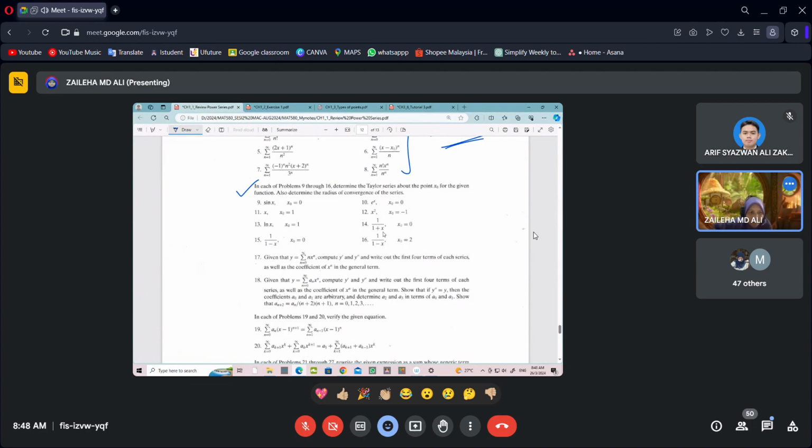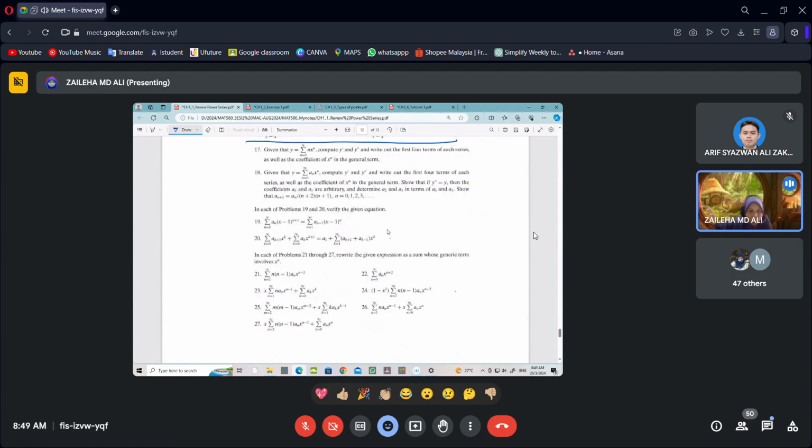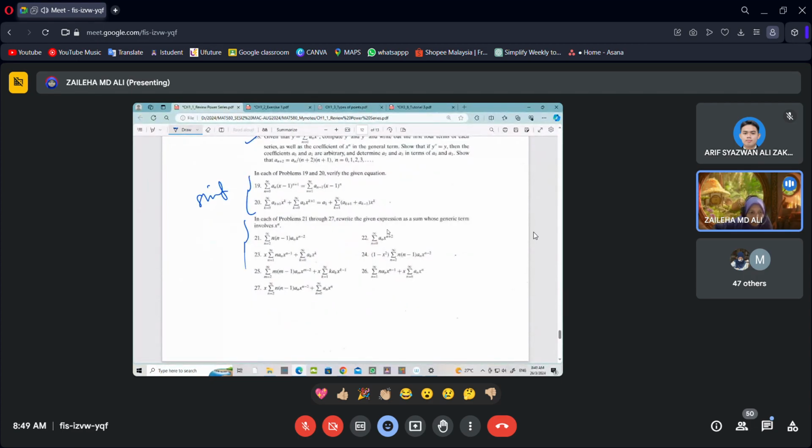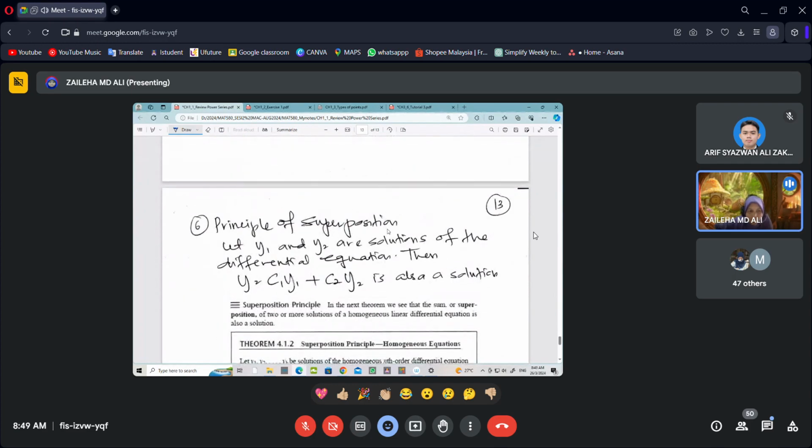Kat sini ada banyak kan? 2, 4, 8. There's another 8 of this, ada 8 questions, right? And then we have another 6 dalam exercise 1. So kita ada 14 soalan, right? And then this one continue with derivative. 17 and 18 is how to differentiate. Yang ini is shifting, right? And the one is also shifting, right? Okay. Ada apa-apa soalan sebelum kita masuk point yang terakhir?